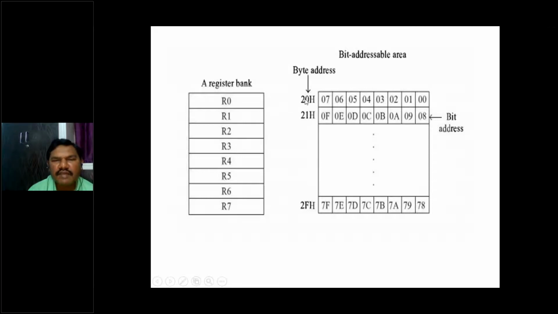Like that, after 1F we have 20. So 20 also has each one as 1 bit, so this is completely 8 bits. Here I can write this as 20.0, 20.1, 20.2, 20.3. Like that I can write these bit addressable locations.